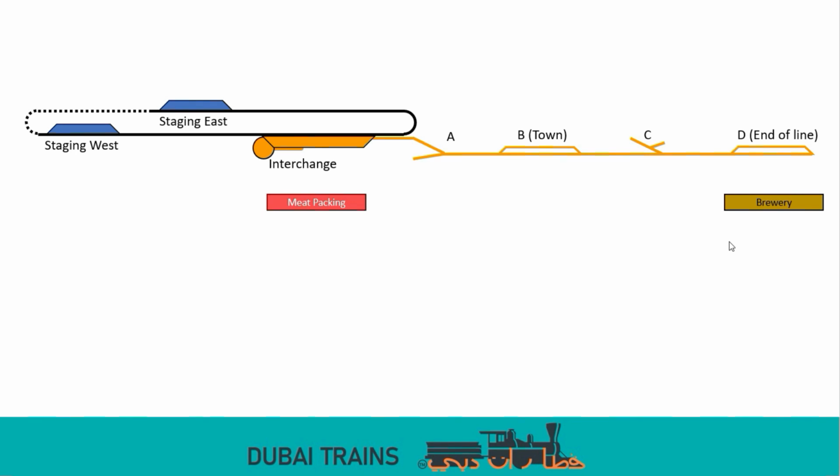So the brewery is also located at the end of the layout, so that will generate a lot of traffic that has to go up and down from the interchange to the end of the line, and a lot of switching and interchanging between east and west as well for the brewery traffic.